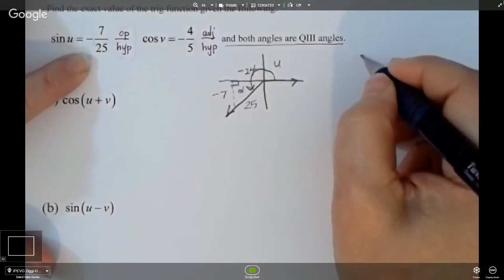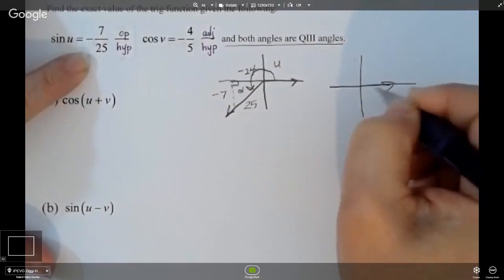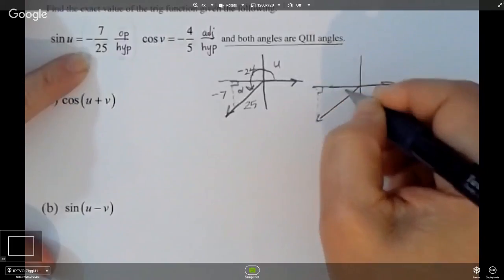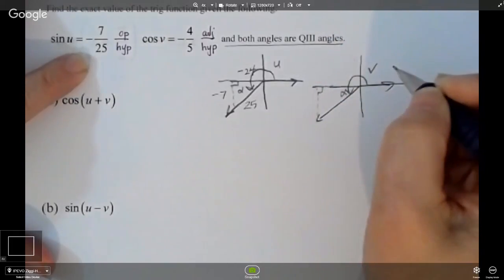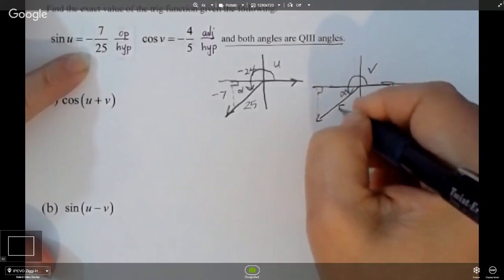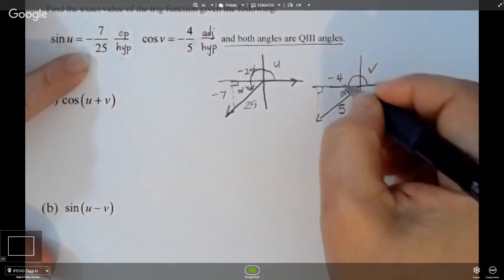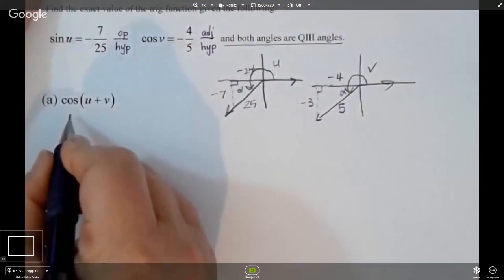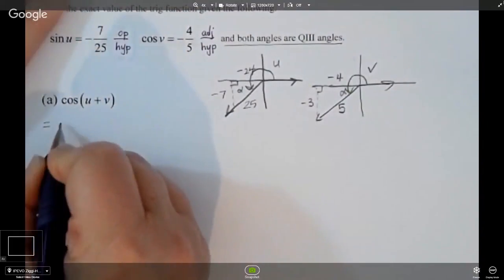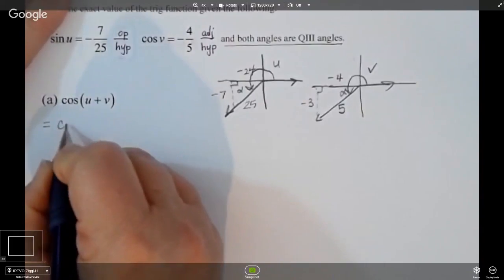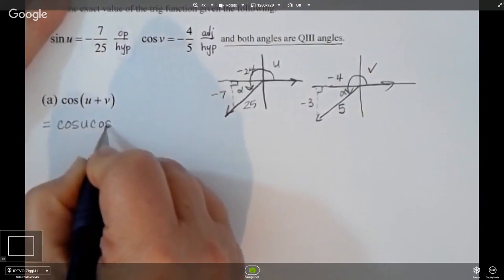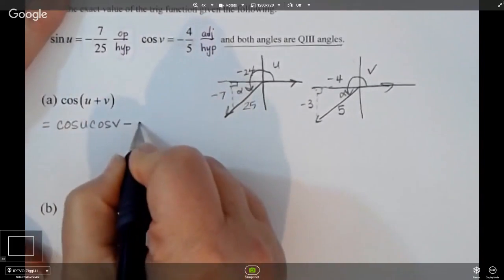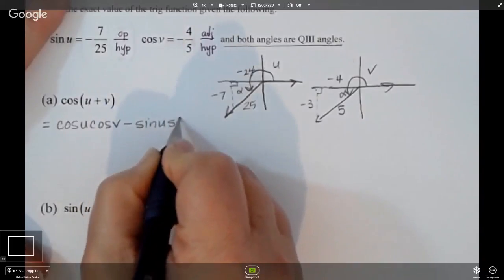Now let's draw angle V. Here we go, here's angle V. This is also a 3rd quadrant angle, and this is V. And I have the hypotenuse is 5. The adjacent now is -4. And this is also a Pythagorean triple, which is -3. And now we're going to try to find the cosine of U plus V, which is equal to the cosine of U times the cosine of V, using the expansion for the cosine of a sum. The signs are the opposite, and then this is the sine of U times the sine of V.